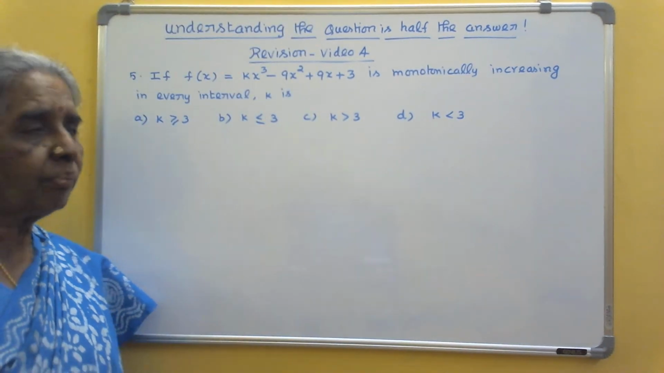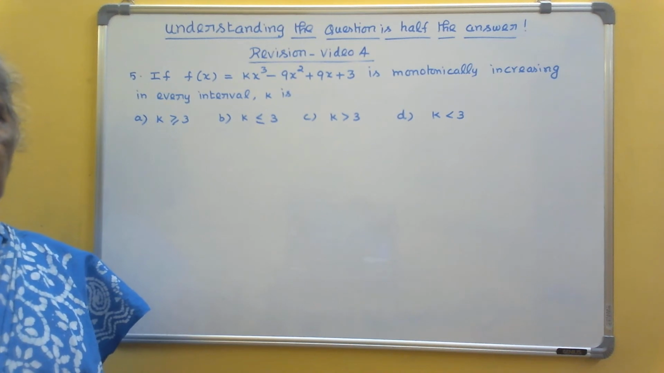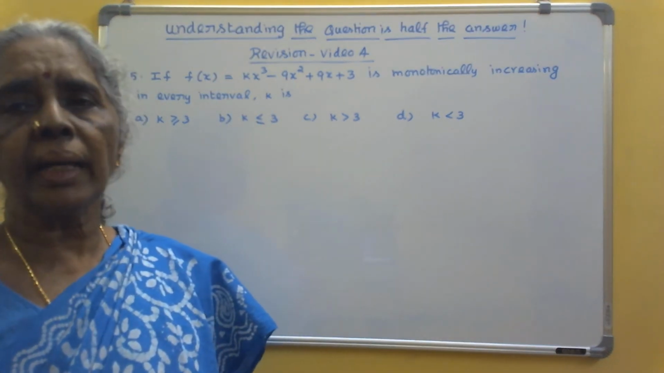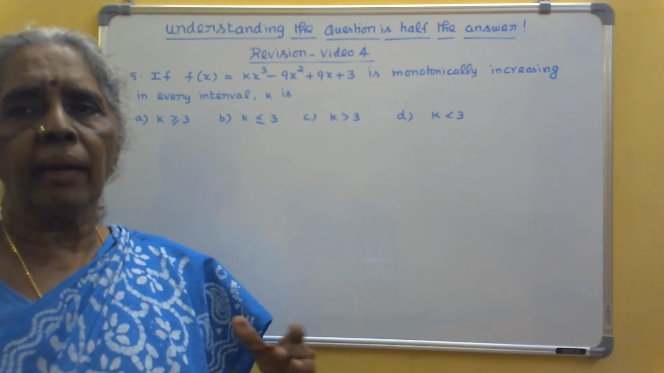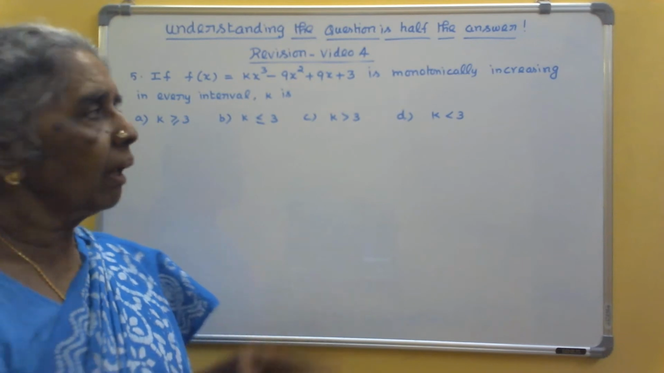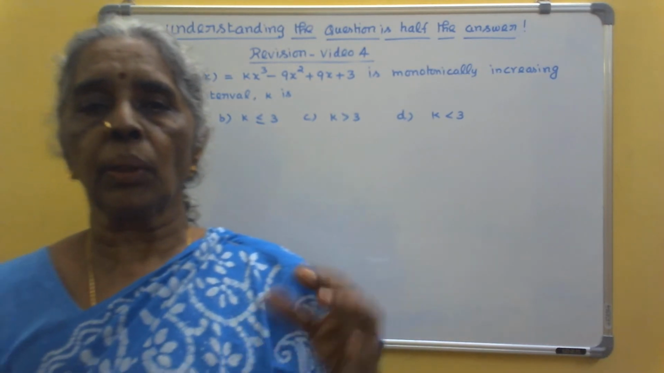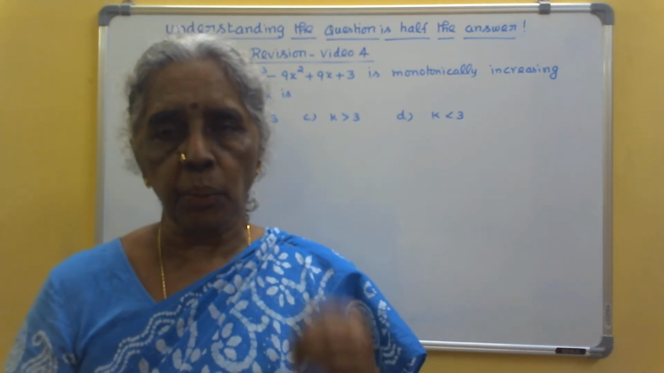Look at the fifth sum. If f of x is equal to kx cube minus 9x squared plus 9x plus 3 is monotonically increasing in every interval, k is... They have given you 4 options. Actually, I wanted to teach a new concept now in this sum. For that only I took this one.